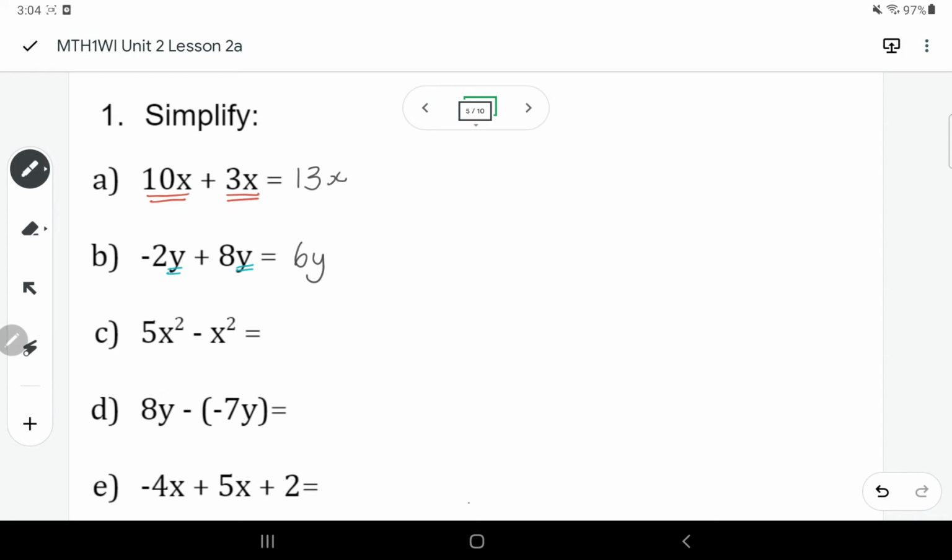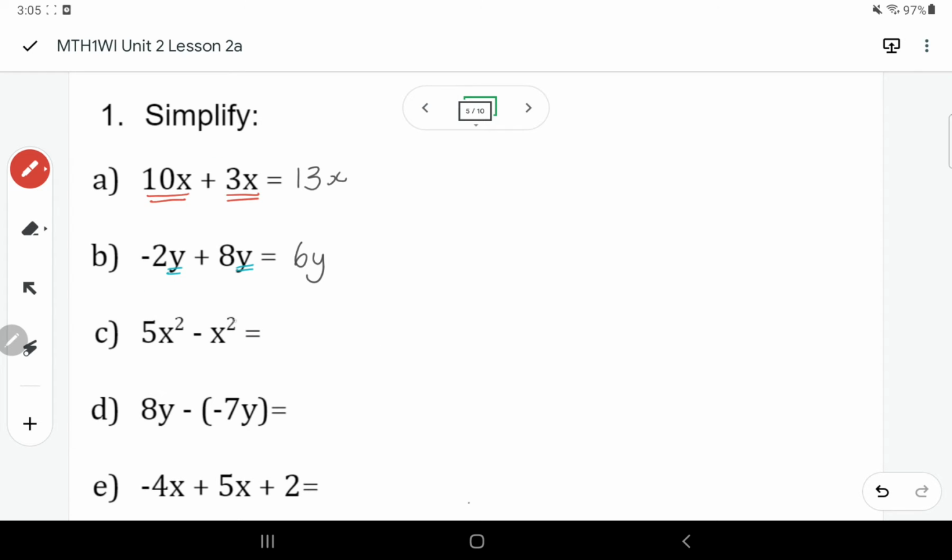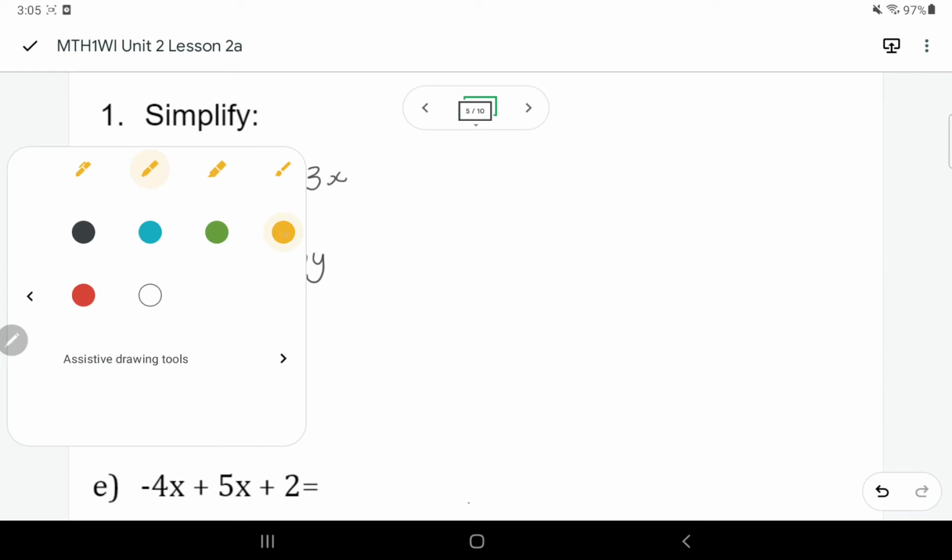And we keep the variables and the exponents exactly the same. The next one, I have 5x squared minus x squared. Now, it's important to know if there's no number in front of a variable, it always counts as a 1. It means that there's just one of those. So these are like terms.